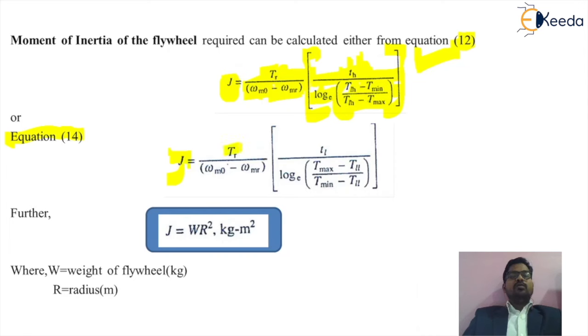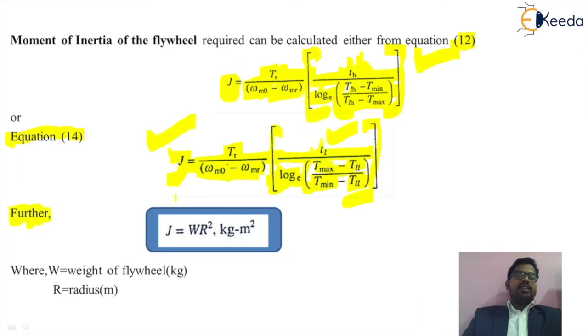So J is equal to what? T_R divided by (omega m0, the no load speed, minus omega mr, the rated speed), times t_L for the light load, divided by log to the base e of (T max minus T_LL divided by T minimum minus T_LL). From that equation we get the value of J for the light load, and the other one is for the high load. So from these equations we get the value of J.